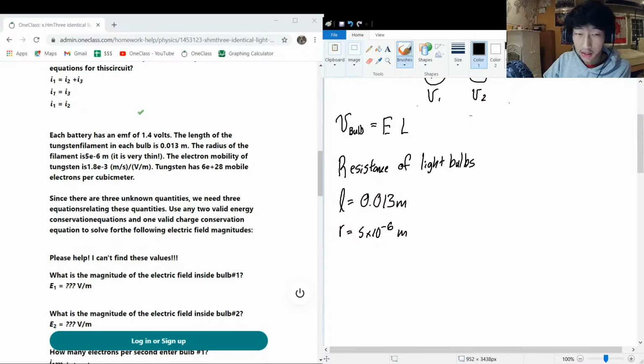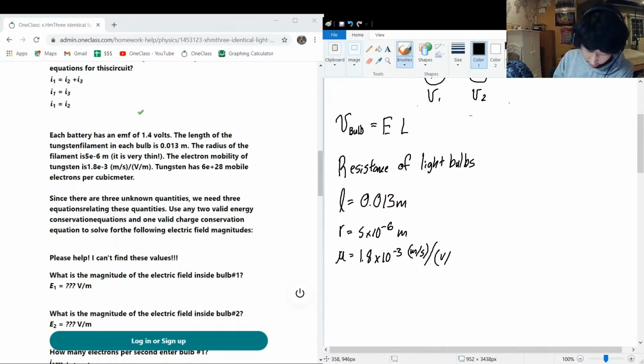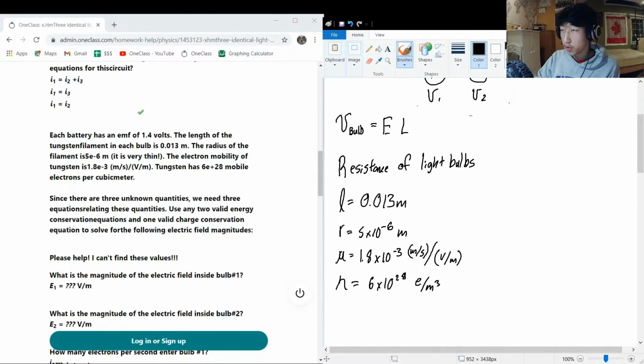Very slim. Electron mobility of tungsten, let's represent that with mu. So the electron mobility is 1.8 times 10 to the negative 3 meters per second per volts per meters. That's a spicy unit. And tungsten has a number of electrons, let's represent that with N. That's going to be 6 times 10 to the 28 electrons per cubic meter.